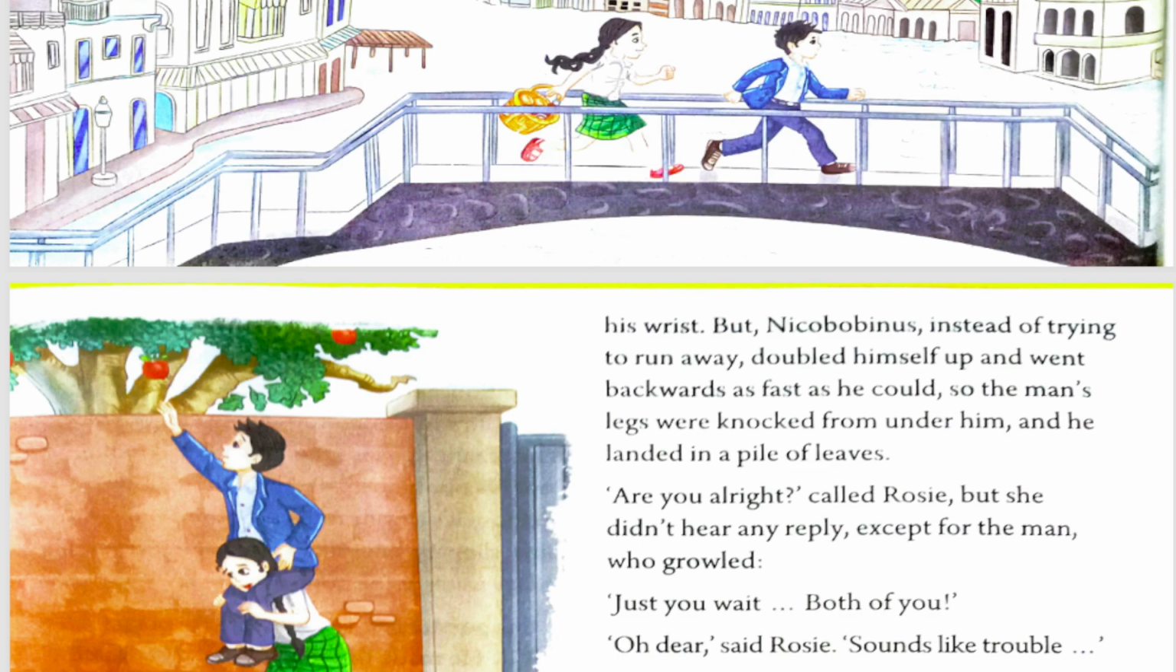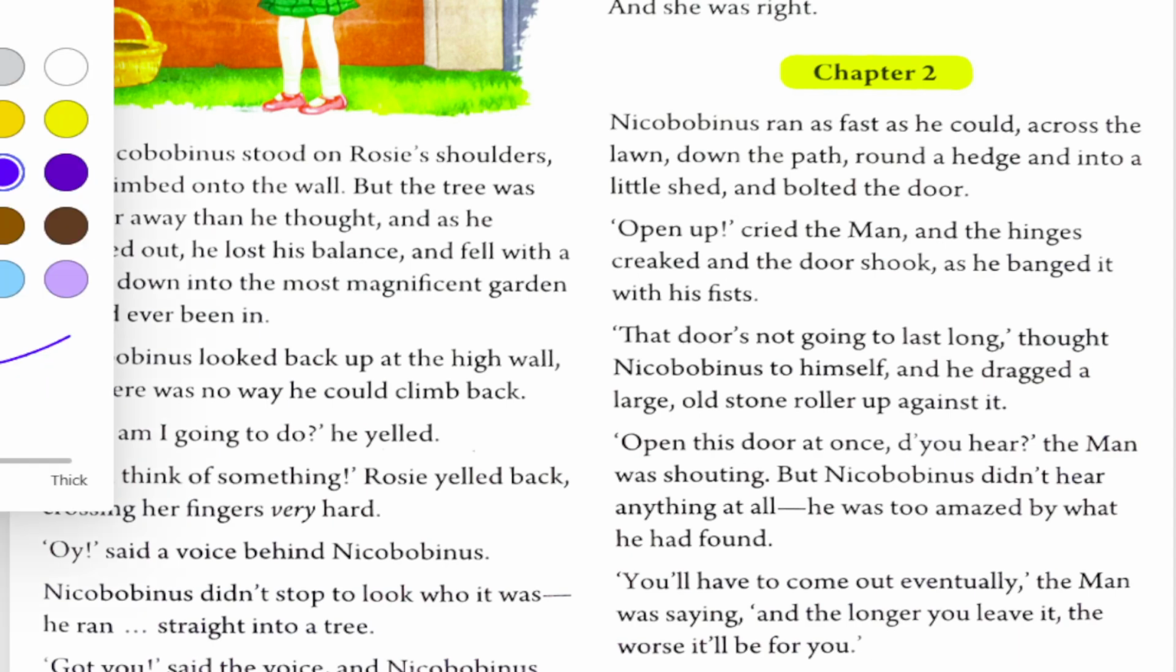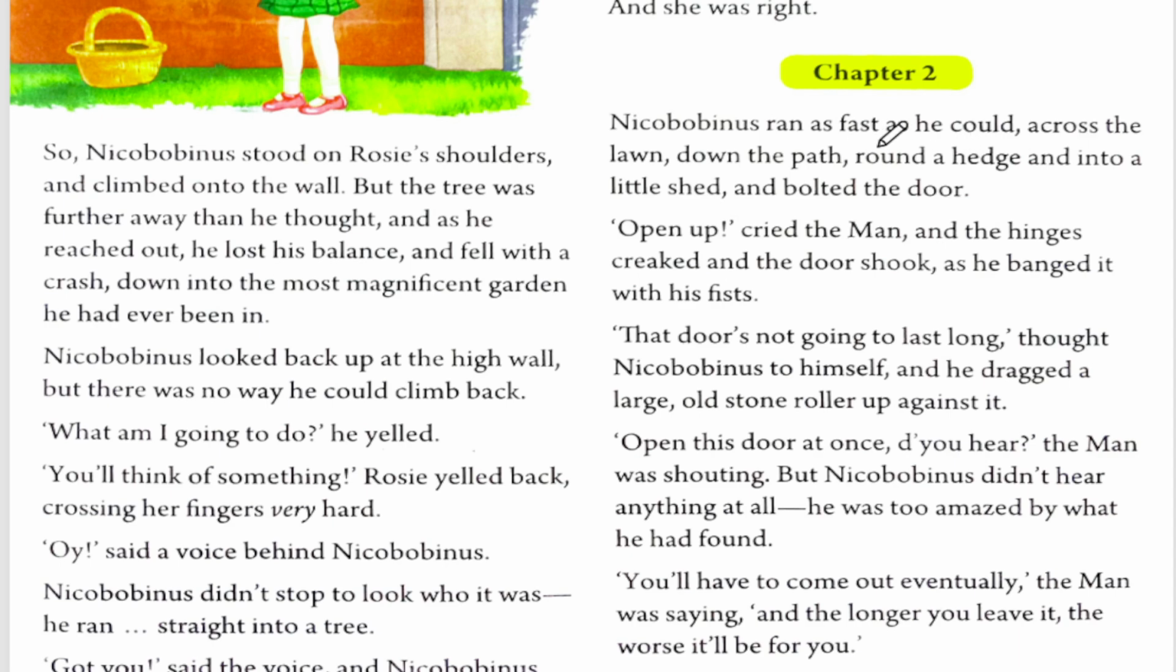Now, we are ready to learn this chapter 2. Now, we can see chapter 2 in front of us. Let's learn it. Nicobobinus ran as fast as he could across the lawn, down the path, round a hedge, and into the little shed, and bolted the door. So, what's happening here? Nicobobinus was running as fast as he could. Why? Because that fat, strong man was chasing him.